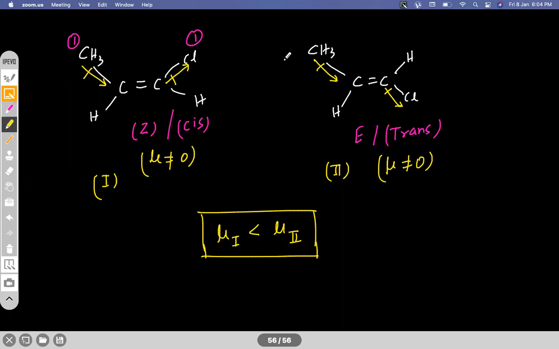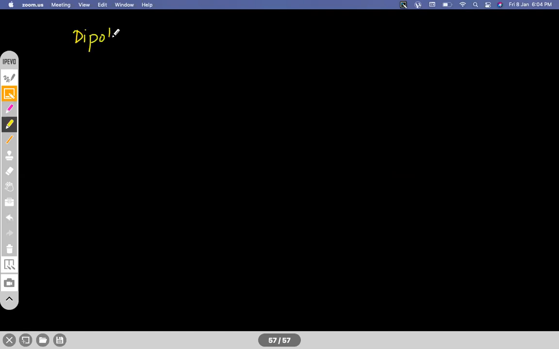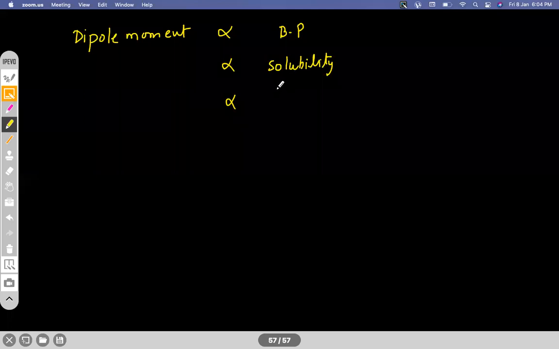Fine. So now with dipole moment, you see what all things we can conclude. Like I already told you, dipole moment and boiling point are directly proportional. Dipole moment is also directly proportional to solubility, and all these questions they have asked. Solubility and dipole moment are directly proportional.